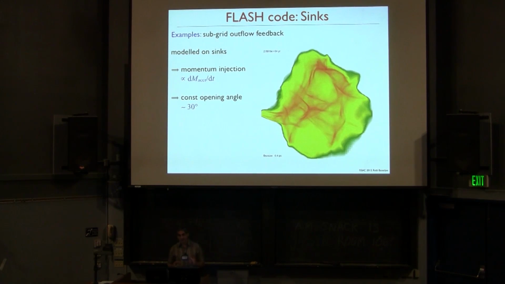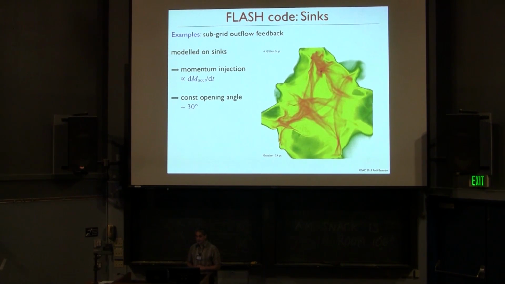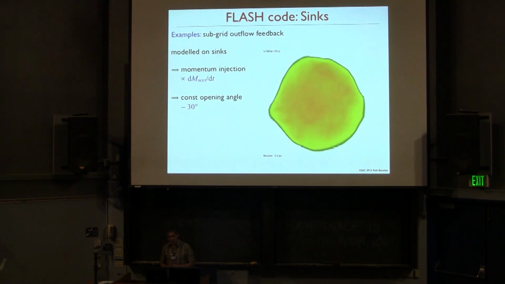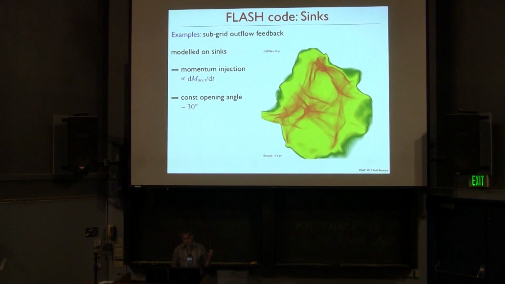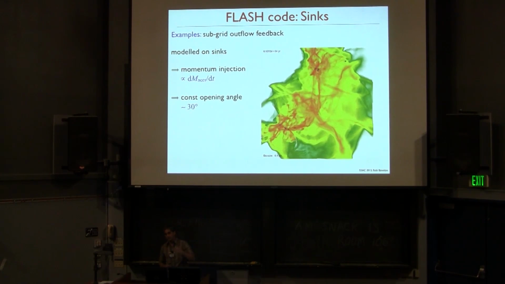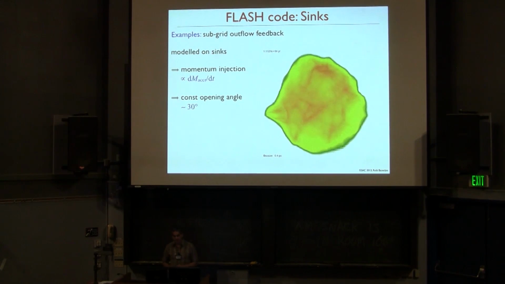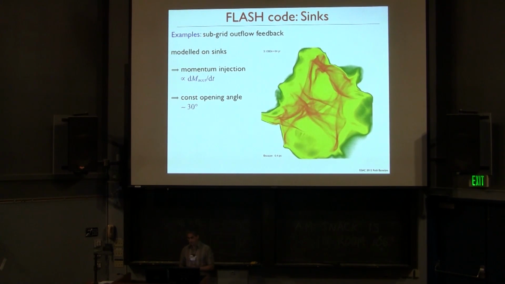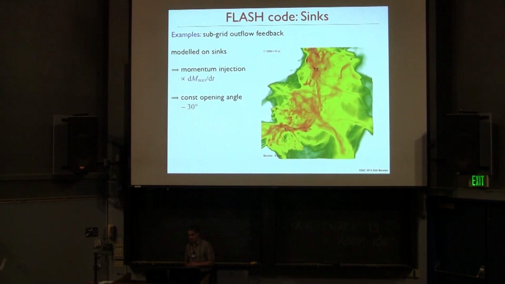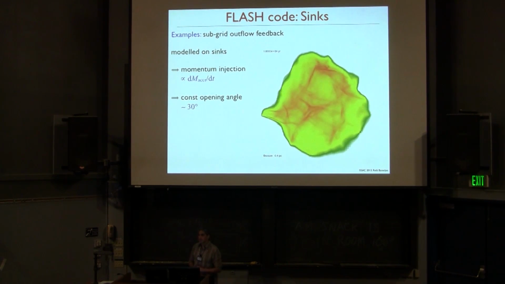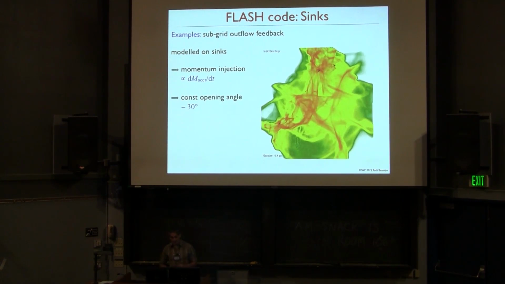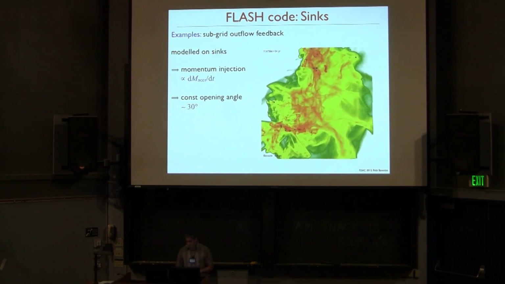There is a rough implementation of such a model in the Flash directory tree here. So this is a model which links essentially accretion rate. The momentum ejection is linked to the accretion rate, and at this time the opening angle was constant for all the particles, which you can also, as I said, improve by linking it to the internal spin, for instance, of your sink particle.